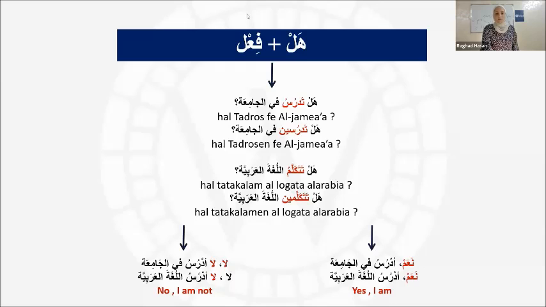مرحباً. So I have a question. هل تتكلمون اللغة العربية؟ And you should answer with yes or no. نعم or لا. مرحباً. أهلاً. هل تتكلمين اللغة العربية؟ نعم أنا أتكلم اللغة العربية، ولا، لا أتكلم اللغة العربية.